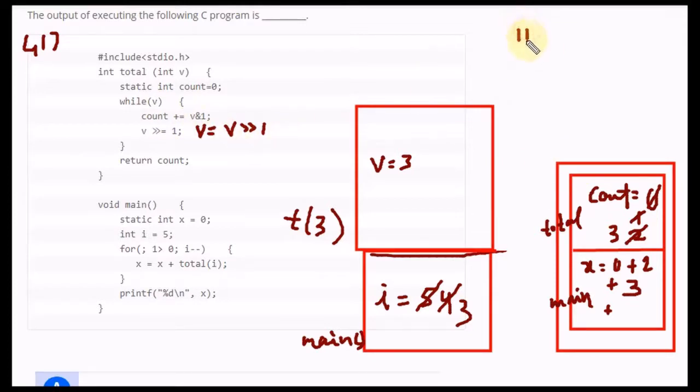So binary of 3 is 1 1, and with 1 will be equal to 1, and that's why 1 will be added in here, and after updation after right shift this value will be changed to 1, and after this condition is true, then our count value will be updated. So 1 and 1 will be 1, and that's why it will be increased by 1, so updated value will be 5 in here.